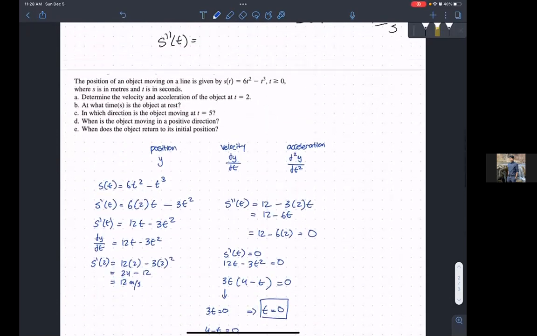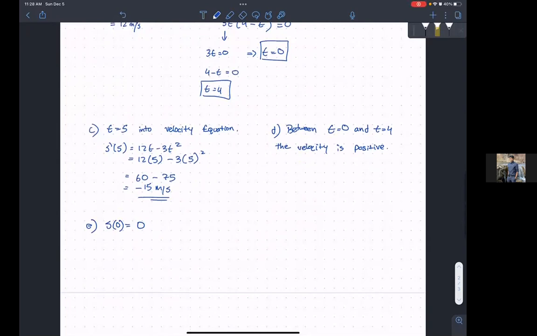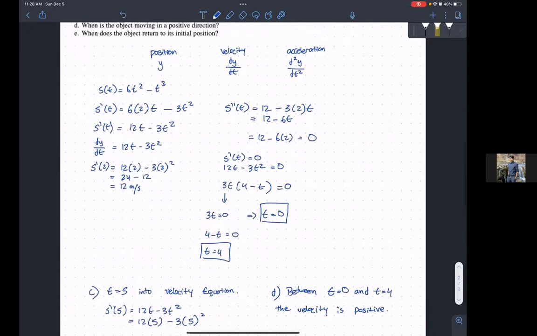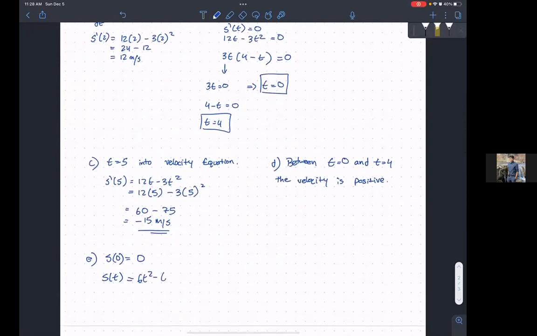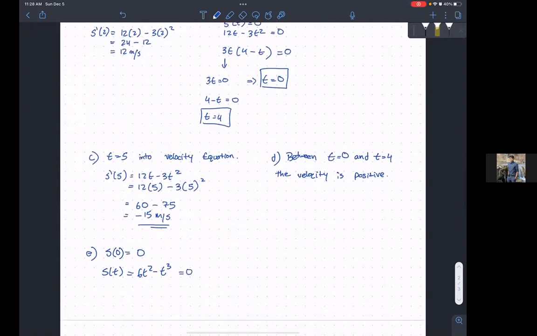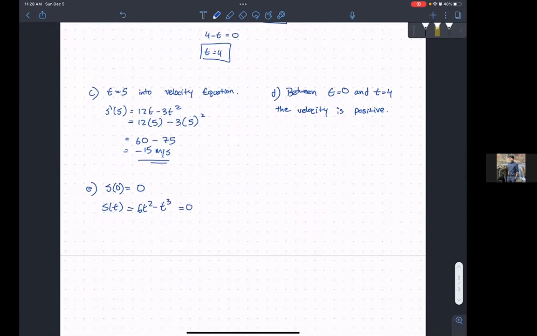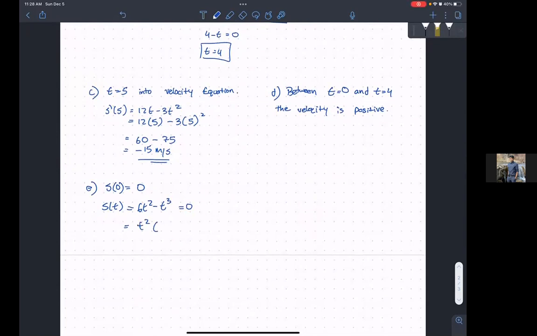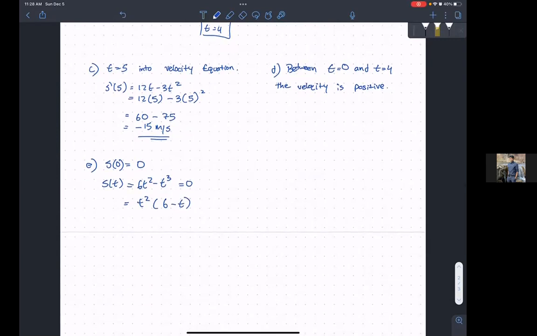So that means you have to figure out when it can equal zero again, right? So you write the equation, s of t equals 6t squared minus t cubed, and this has to equal zero. Is there another way that this will equal zero ever again? Let's factor it. So t squared times 6 minus t. And so we can see here that if we set this equal to zero, t is equal to zero again. And then here, if we set this to zero, t equals 6. So that means at t equals 6, it will be back to its original position. Okay, so that makes sense.